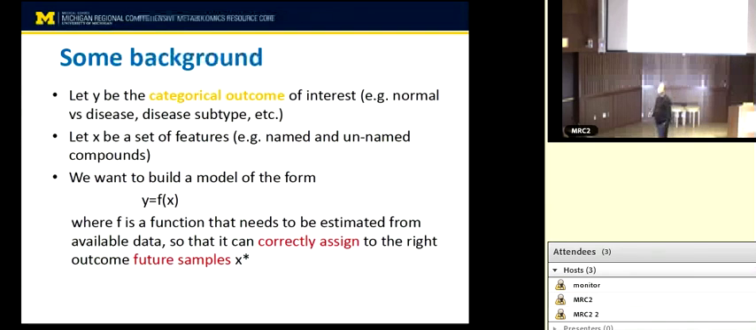So these classification models are a special class of predictive models where the outcome variable is of a binary nature, whether you have the disease or you don't have the disease, and so forth.